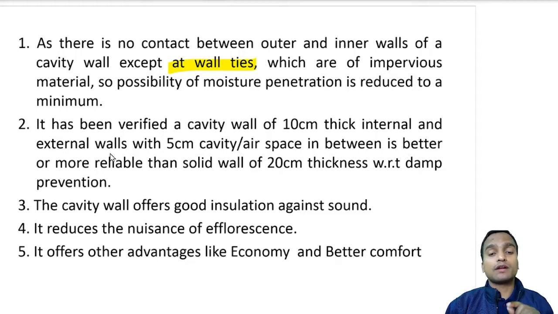Okay, so at wall ties there is no cavity, but these are of impervious material, so the possibility of moisture penetration is reduced to a minimum. And it has been verified that a cavity wall with 10 centimeter thick internal and external walls with a 5 centimeter cavity in between is better, or more reliable, than a solid wall of 20 centimeter thickness with respect to damp prevention. You see the difference?